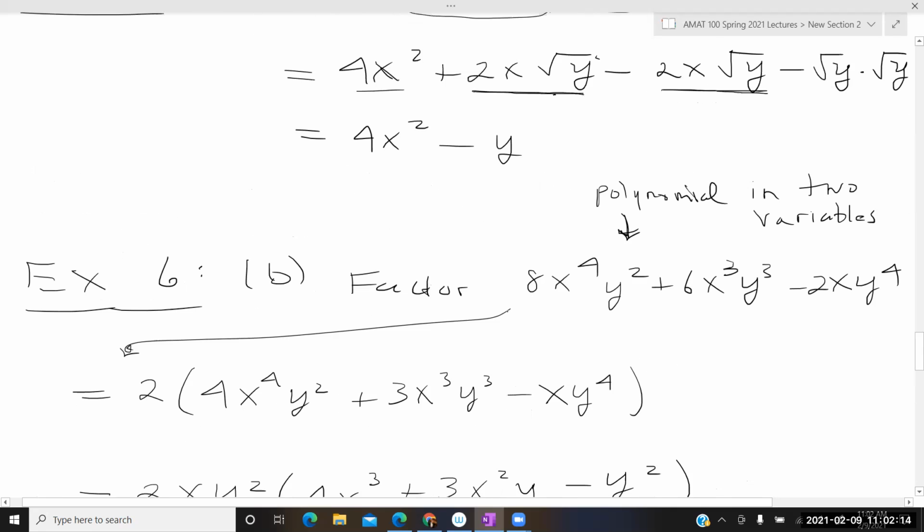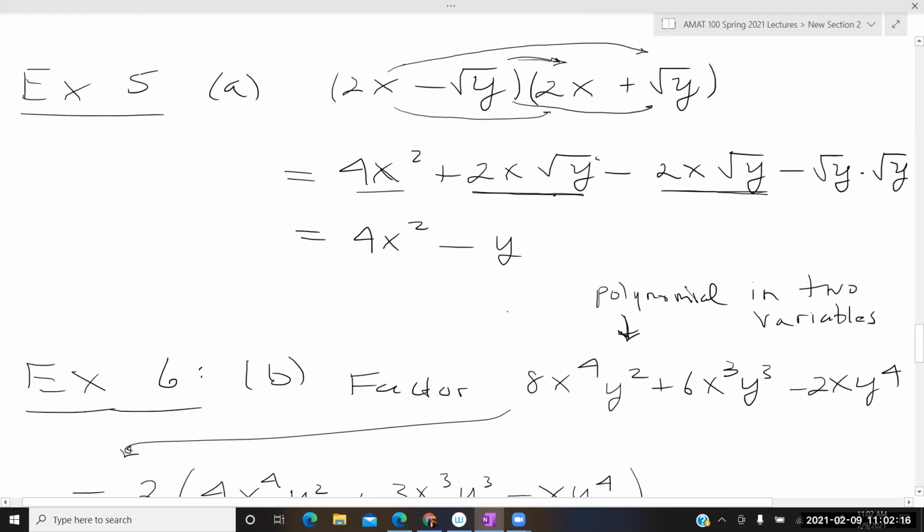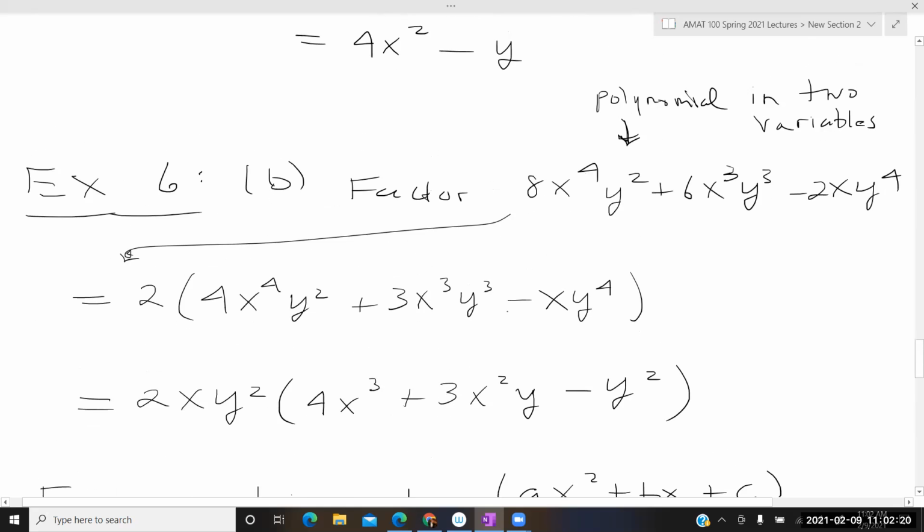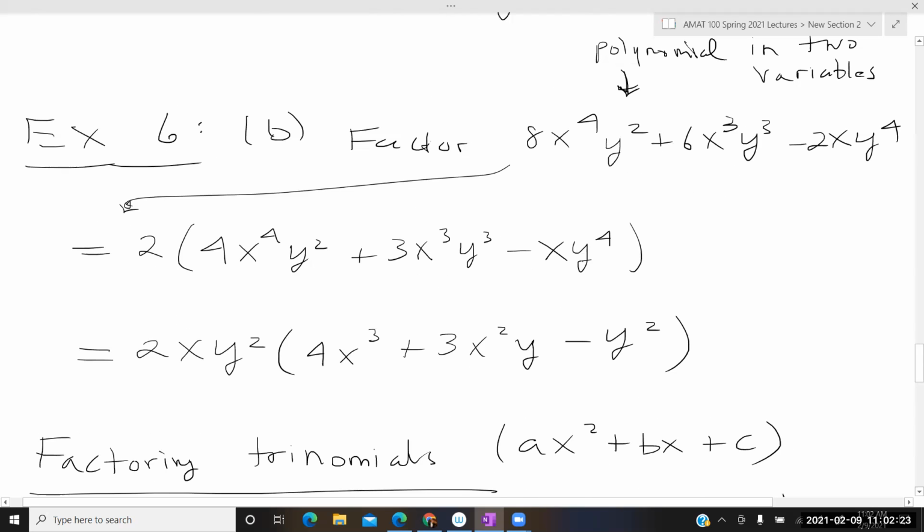Factoring is just distributing in reverse. So it's not much different than what we've been doing. So we have this polynomial in two variables, and we want to factor it.